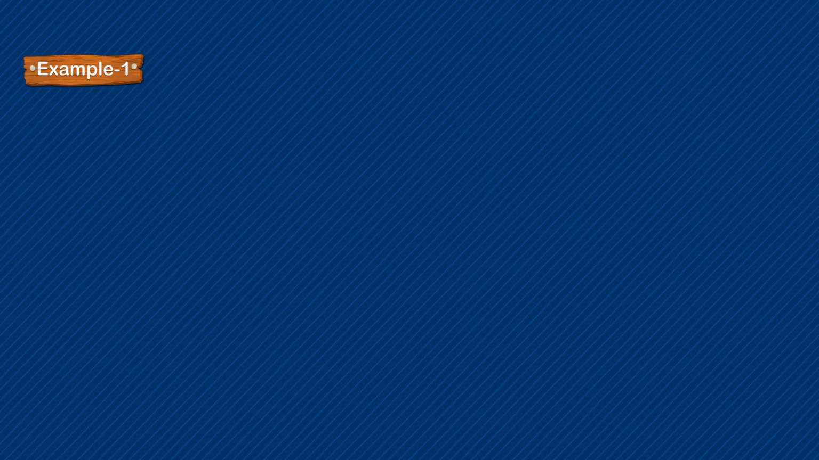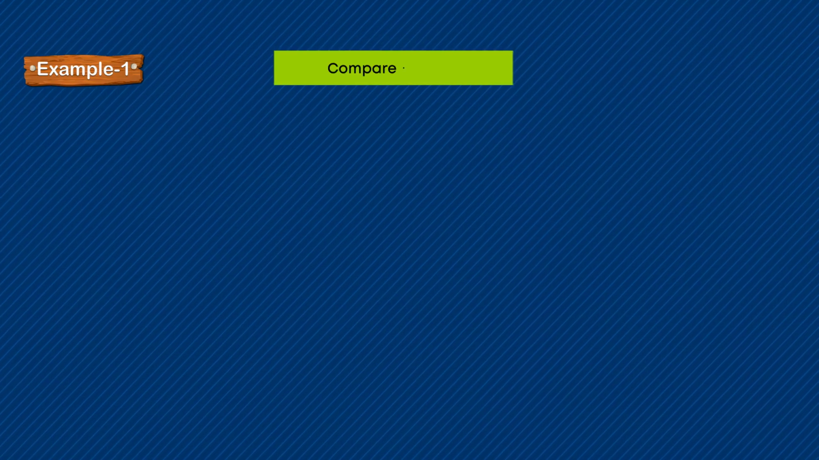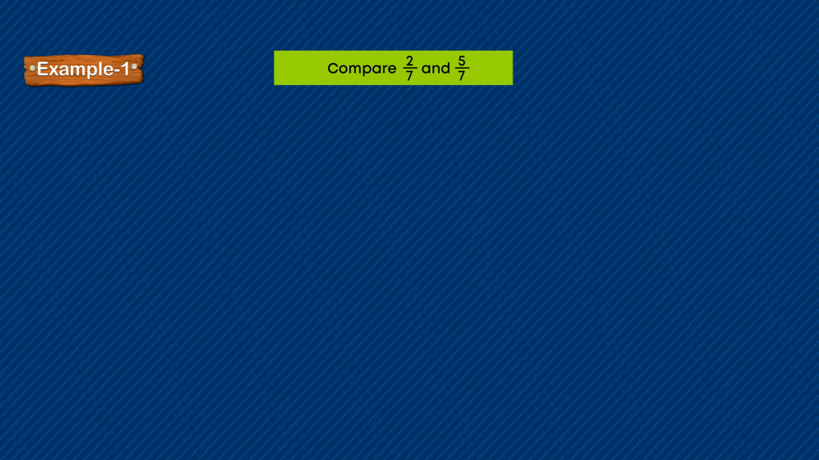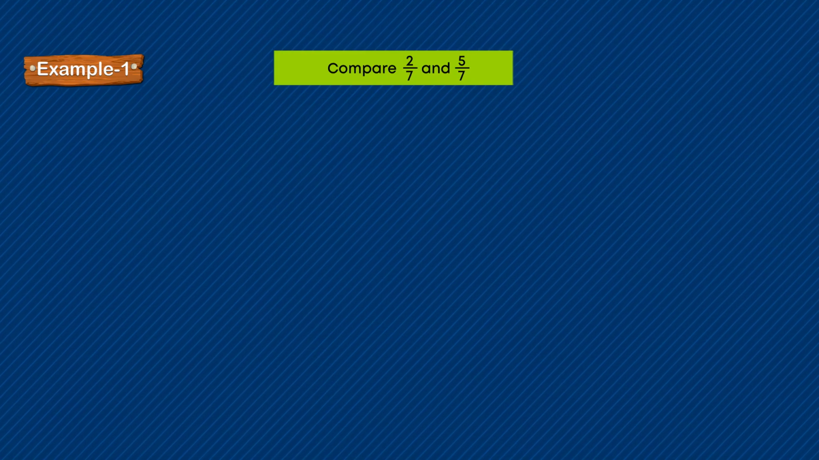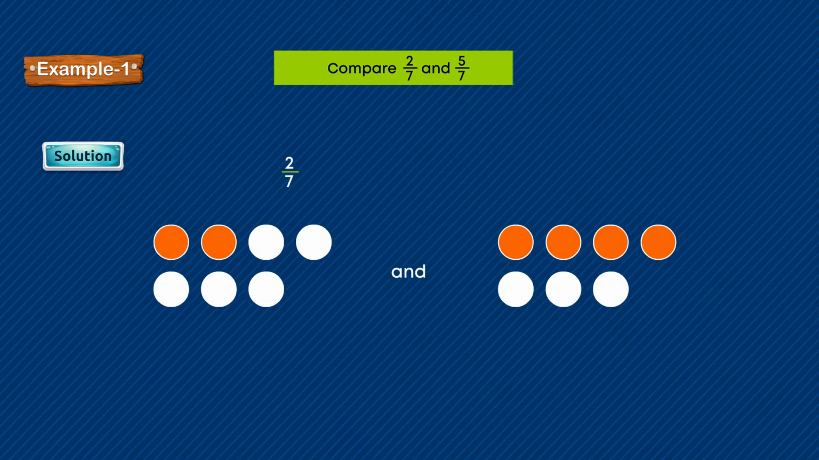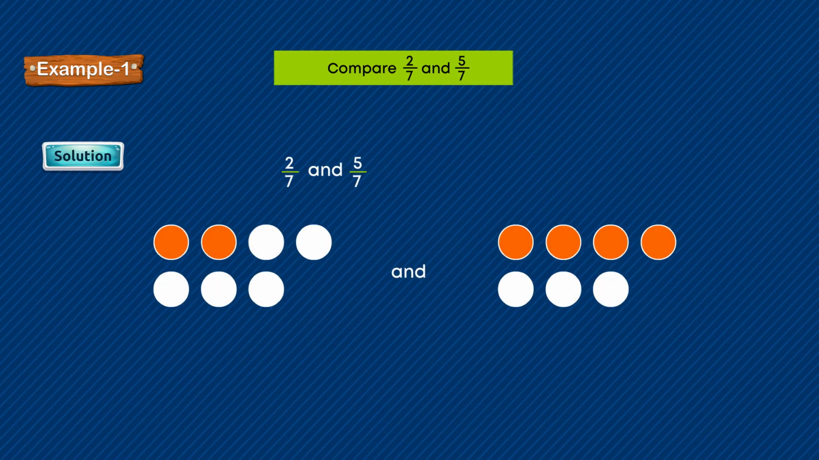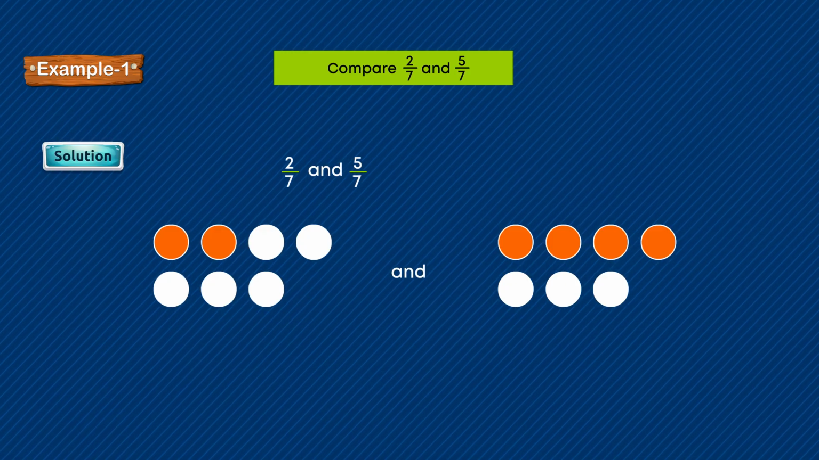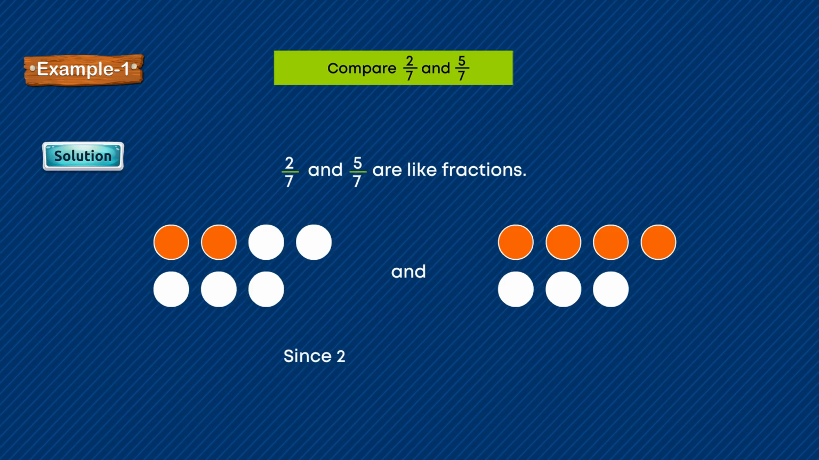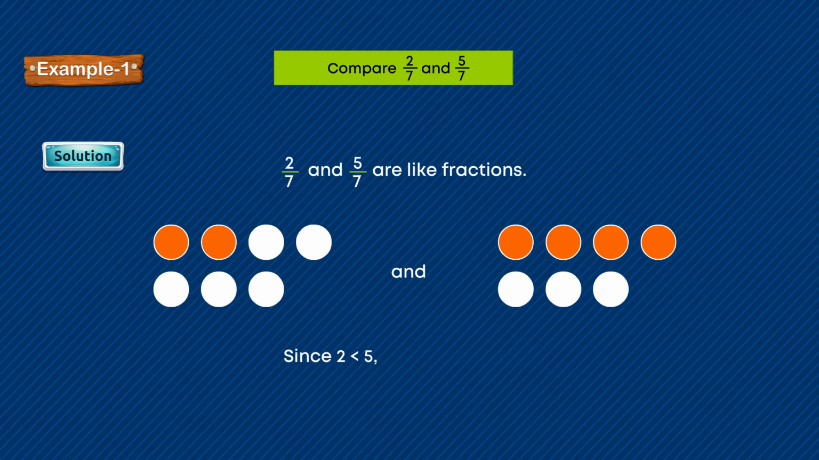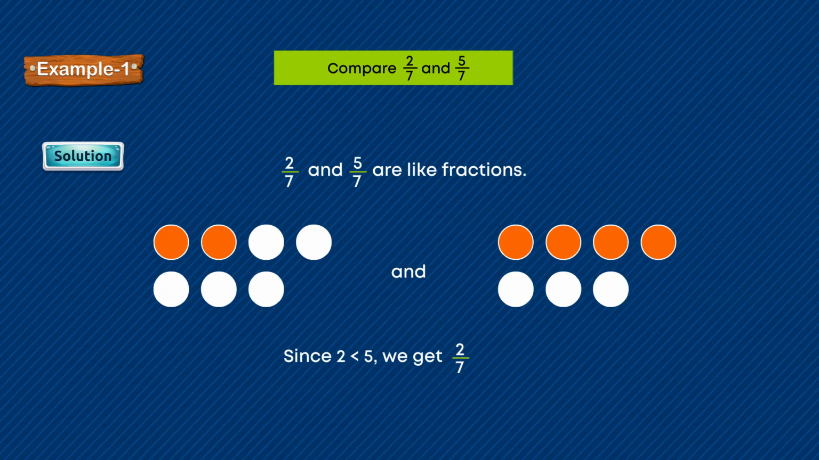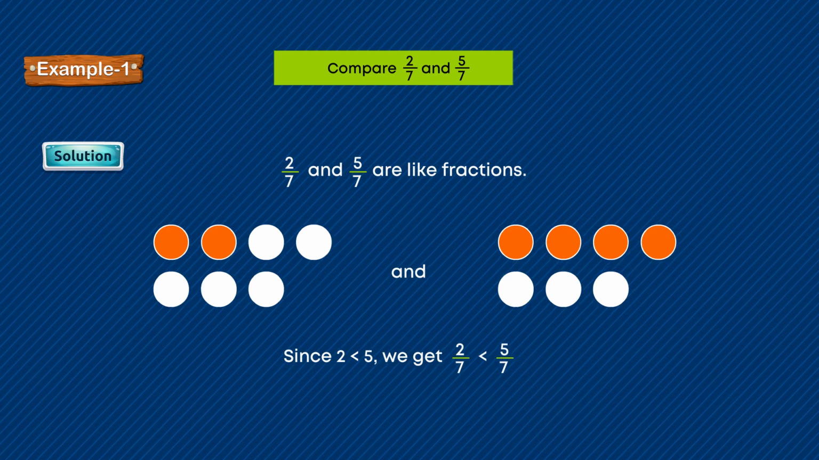Example 1. Compare 2 by 7 and 5 by 7. Solution. 2 by 7 and 5 by 7 are like fractions. Since 2 is less than 5, we get 2 by 7 is less than 5 by 7.